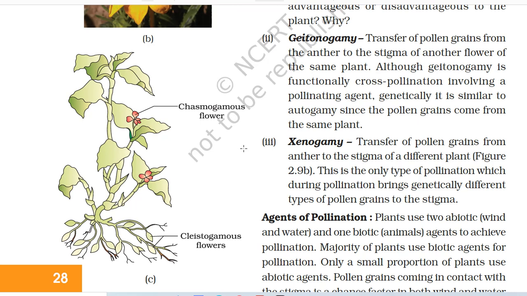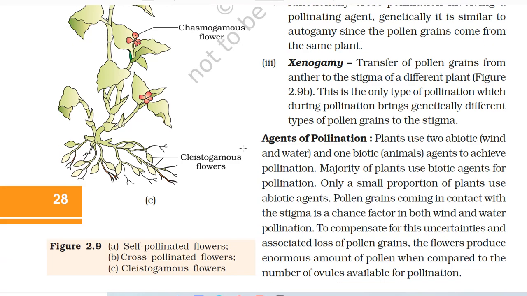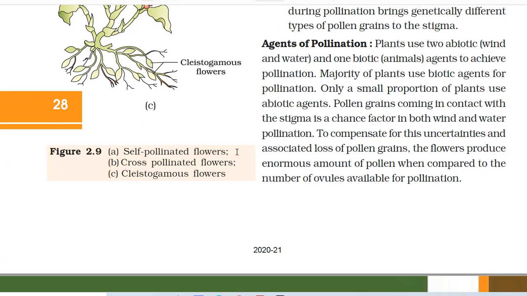Transfer of pollen grains from anther to the stigma of a different plant. This is the only type of pollination which during pollination brings genetically different types of pollen grains to the stigma. Agents of pollination.